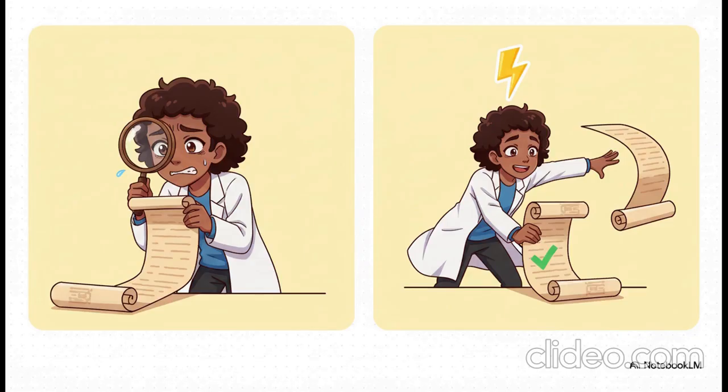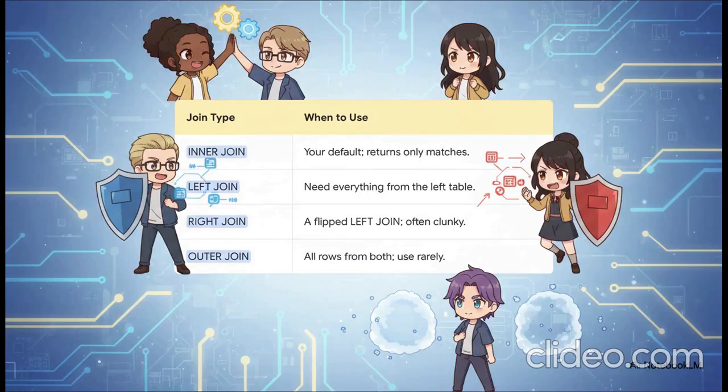single time. Joins are the absolute heart and soul of SQL. Your go-to, most of the time, should be an INNER JOIN. It only gives you rows that have a match in both tables. Now, if you need every single record from the left table, even if there's no match on the right, that's when you reach for a LEFT JOIN. A RIGHT JOIN is just the mirror image of that.